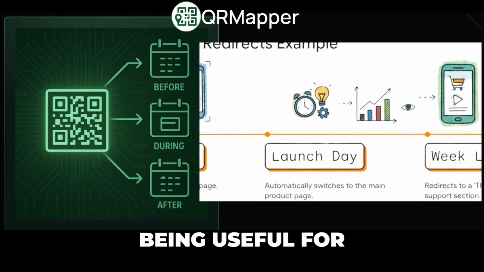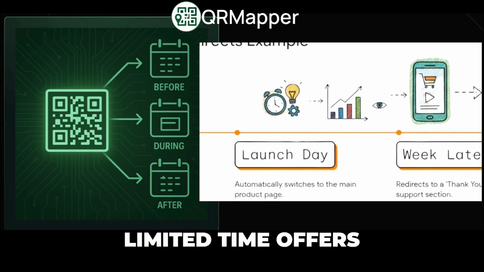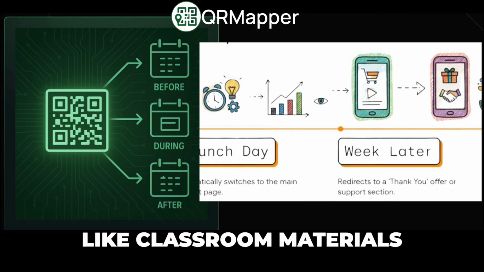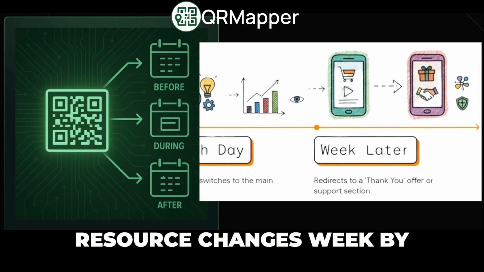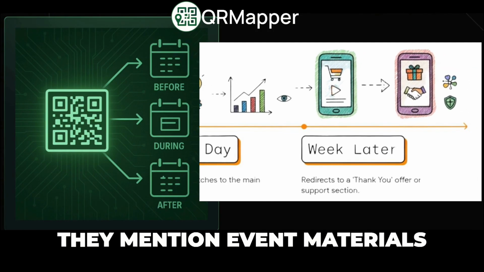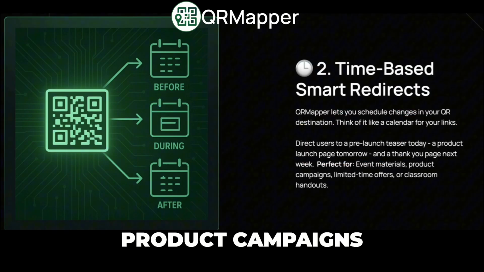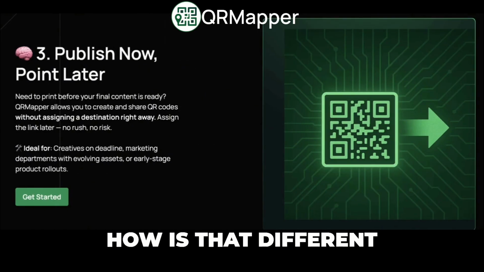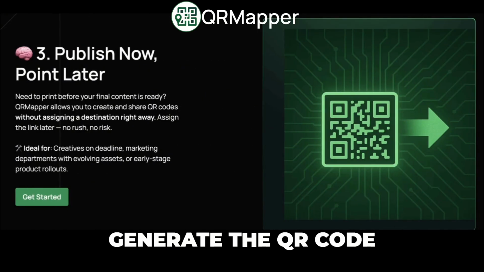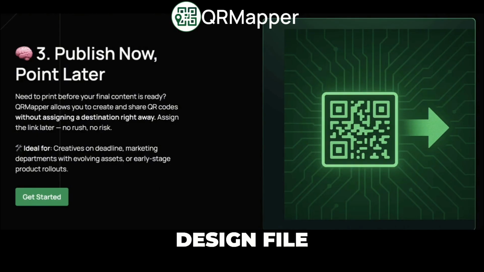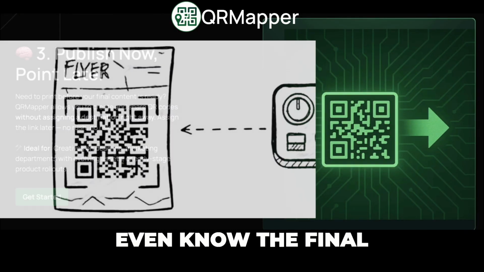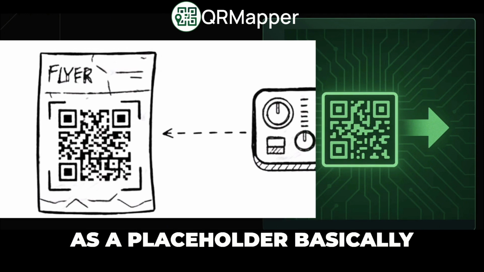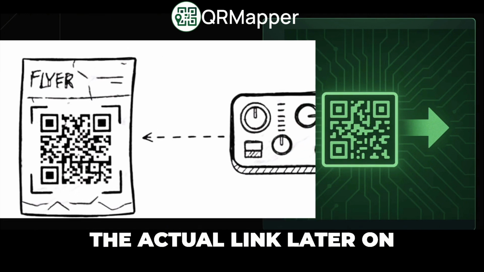Yeah. I can see that being useful for, say, limited time offers, maybe seasonal promotions, even in education, like classroom materials where the relevant online resource changes week by week. Right. They mention event materials, product campaigns, limited offers, classroom handouts, lots of applications. Another feature is different: this lets you actually generate the QR code image itself, put it in your design file, send it off to the printer, before you even know the final destination URL. You create the code as a placeholder, basically, and then someone assigns the actual link later on.